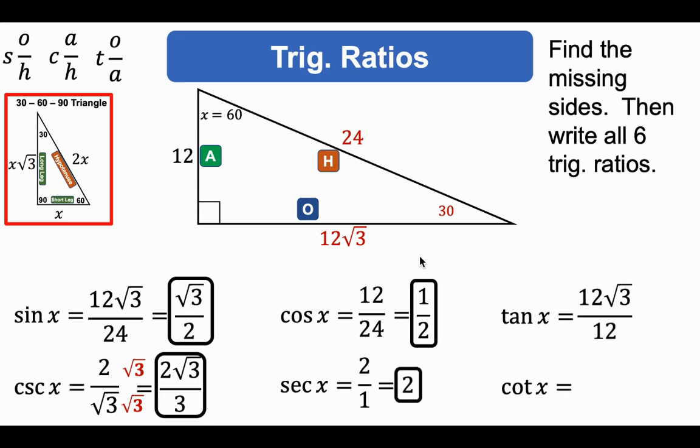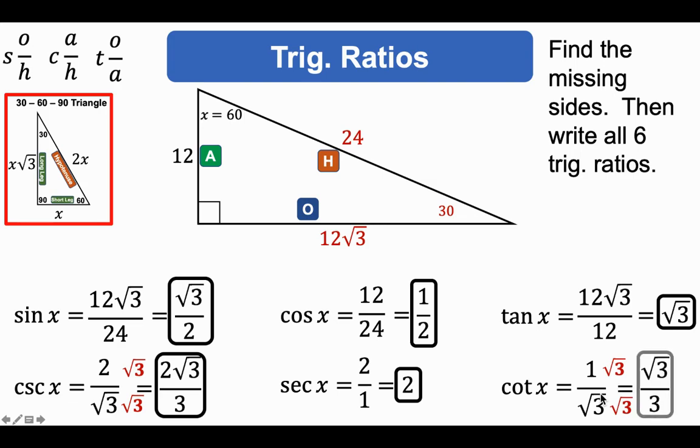Tangent, opposite over adjacent. So opposite is 12 square roots of 3. Adjacent is a 12. So 12 square root of 3 over 12. These 12s are just a 1, so it's just square root of 3. Flip it over, you get 1 over square root of 3. Don't want that square root in the bottom. Multiply it out, and you get this, right? And that's the trig ratios.